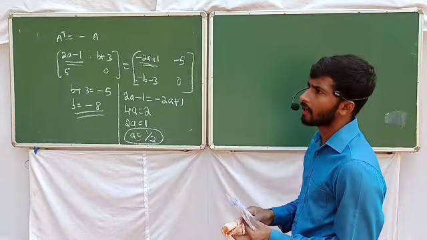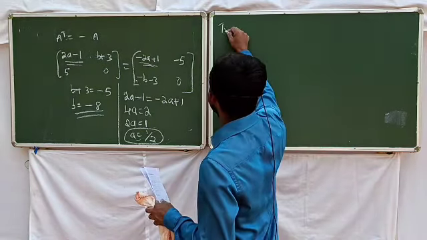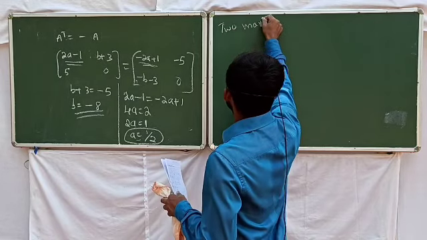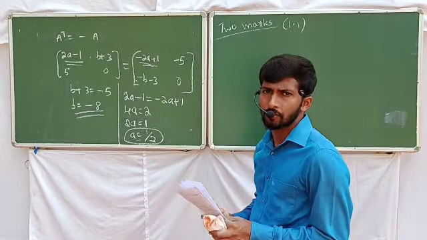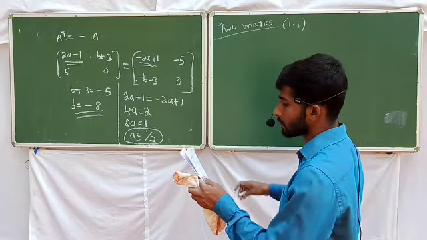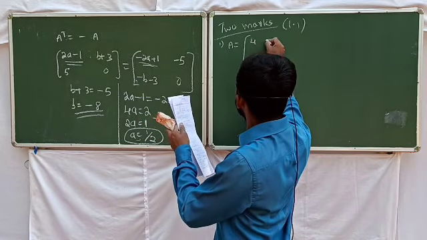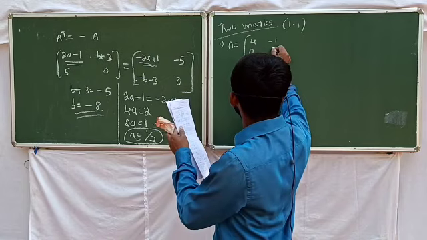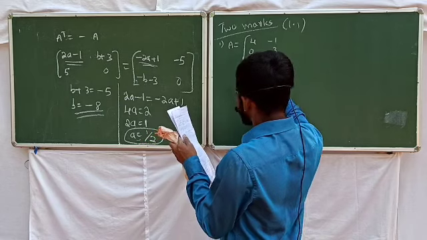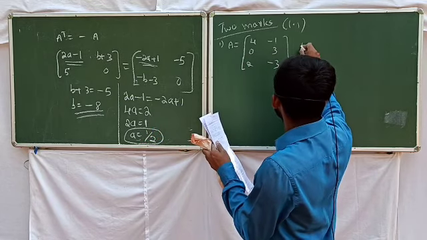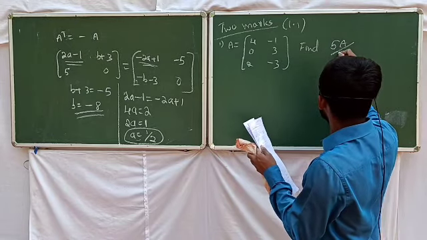Okay. This is all about 1 mark questions, then 2 marks questions. Okay, 2 marks questions from the exercise 1.1 in your textbook. Okay, see the first question. A is equal to the matrix 4, minus 1, 0, 3, 2, minus 3. Okay, find 5 times A divided by 2.